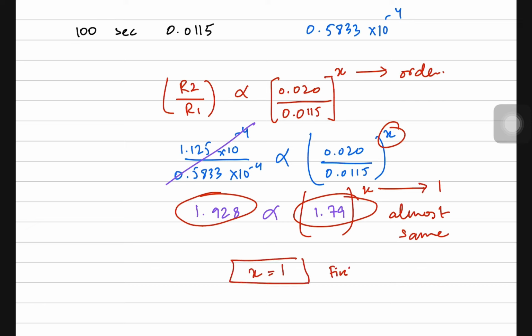So we can be asked to prove how it's a first order reaction by drawing two tangents, finding the rates, and relating them to the concentration of reactants. I hope this idea is clear to you guys. Stay tuned.